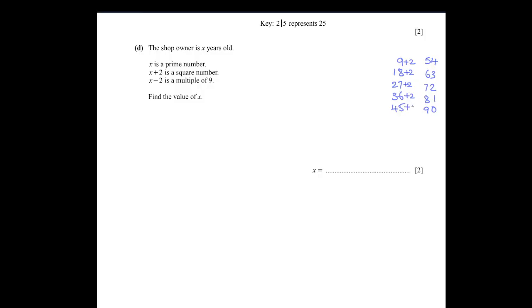That means I need to add 4 to every number. So 45 plus 4 is 49. 49 is a square number.